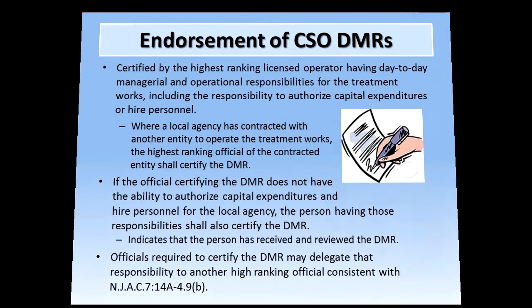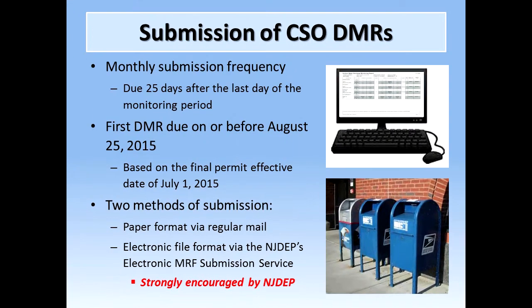Consistent with the permit, CSO DMRs are required to be submitted to NJDEP at a monthly frequency, due 25 days after the last day of the monitoring period. Since the effective date of all CSO permits is July 1, 2015, all permittees are required to submit their first DMR on or before August 25, 2015.